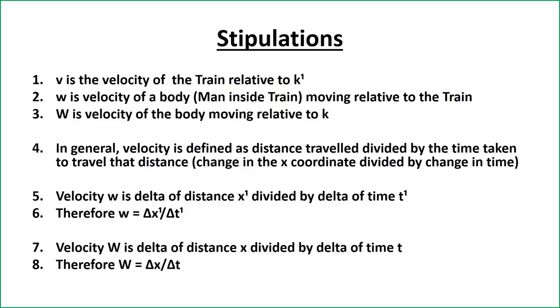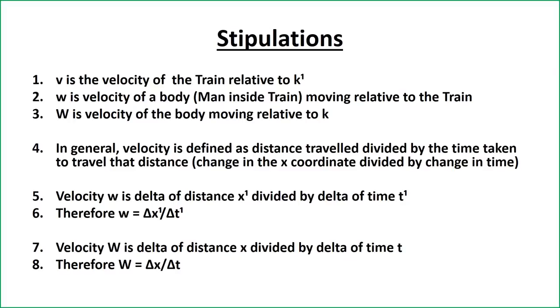v is the velocity of the train relative to K. w is the velocity of a body, a man inside the train, moving relative to the train. W, capital W, is the velocity of the body moving relative to K. In general, velocity is defined as distance travelled divided by the time taken to travel that distance, or the change in the x-coordinate divided by the change in time.